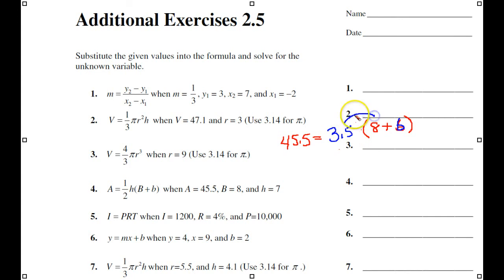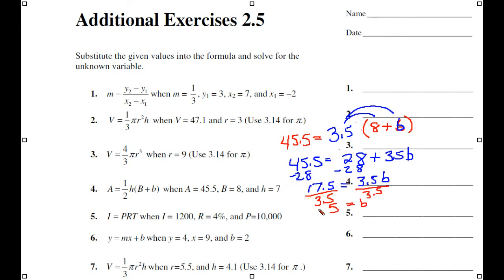So we're going to multiply this. We're going to multiply that. Now that'll give us, as we distribute here, 28 plus 3.5b. Now we're going to subtract 28 from both sides, or just transpose it. And that gives us 17.5 equals this. We'll divide both sides by 3.5, and we get b equals 5. And that's cool, right there.